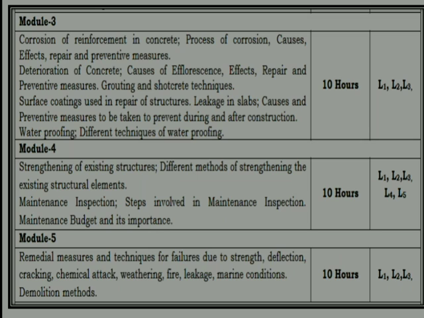In module 4, the strengthening of existing structures and retrofitting is given more importance, where different methods of how we can strengthen the existing structures will be discussed. Further, we will have different maintenance aspects, the steps involved in maintenance, the budget of maintenance, etc., which concludes module 4. Then in module 5, we will have remedial measures and techniques against failure by strength, deflection, cracking, chemical attacks, weathering, fire, leakages, etc. Overall, this fifth module is about the solutions for different existing problems which cause structural deterioration.